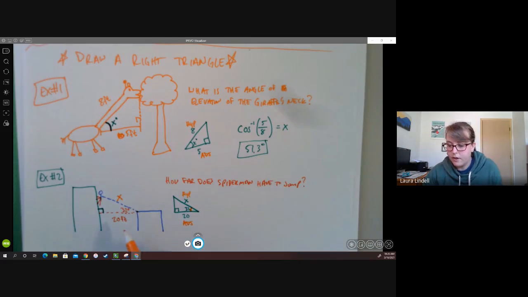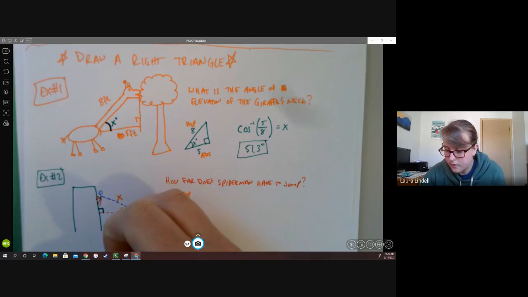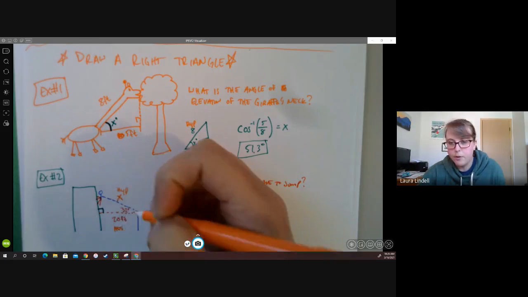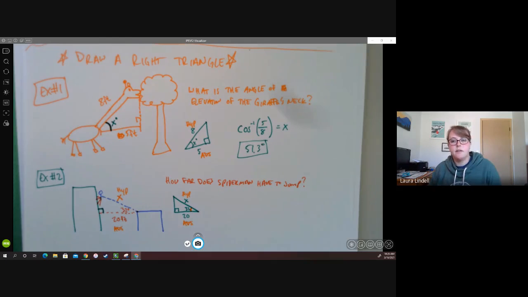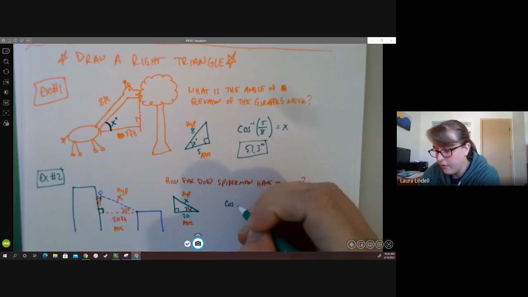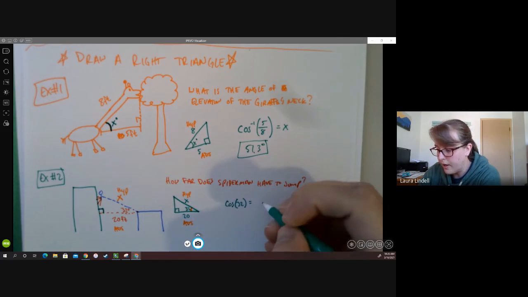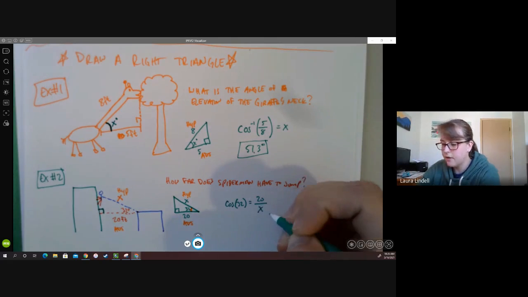So if we're working with adjacent and hypotenuse, are we going to use sine, cosine, or tangent? Adjacent and hypotenuse. Cosine, exactly. So we're going to go cosine of the angle, 32, equals adjacent over hypotenuse, so 20 over x.